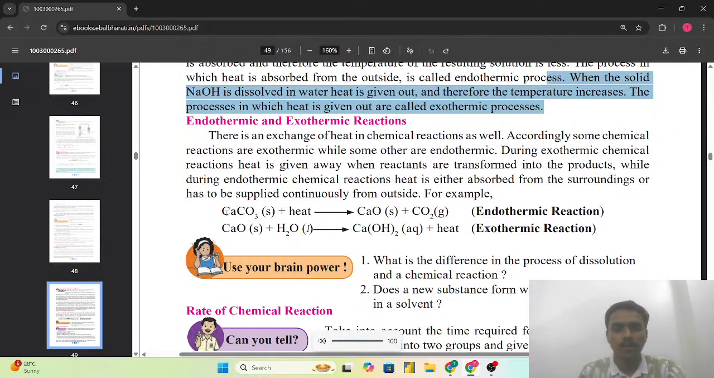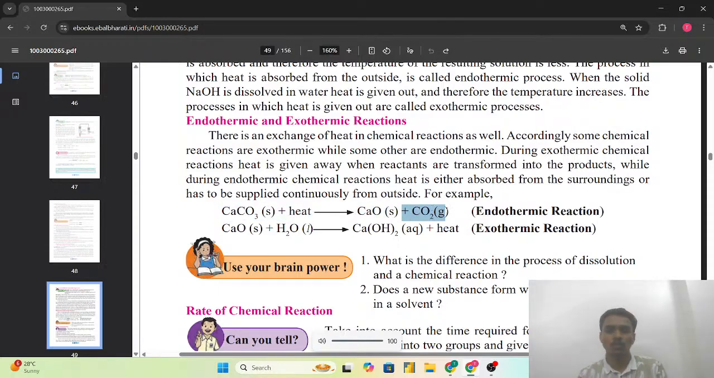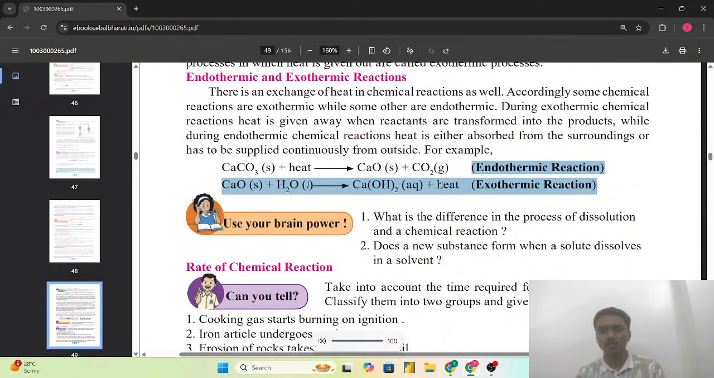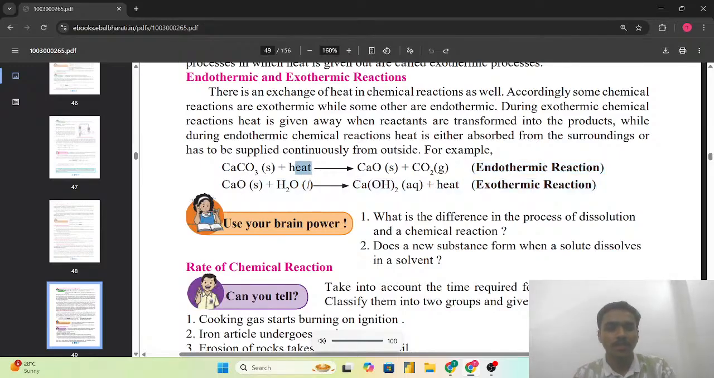For example, as we have seen earlier, when we provide heat to calcium carbonate, it leads to the formation of calcium oxide and carbon dioxide gas evolves. This is an endothermic reaction, because we are providing external heat to it. We use a Bunsen burner for providing the external heat to perform such chemical reactions. Here we are providing heat to the reactant, so it classifies into the category of endothermic reactions.